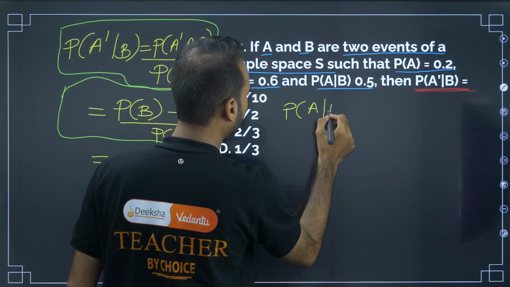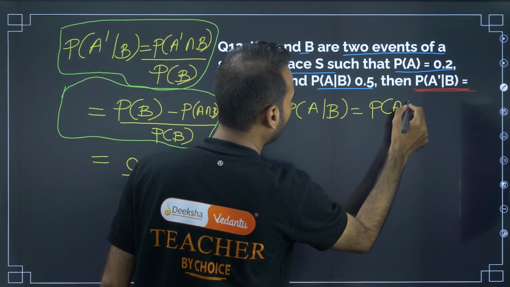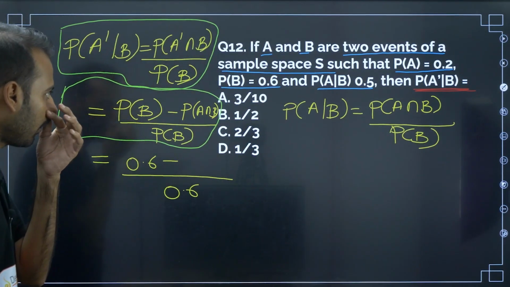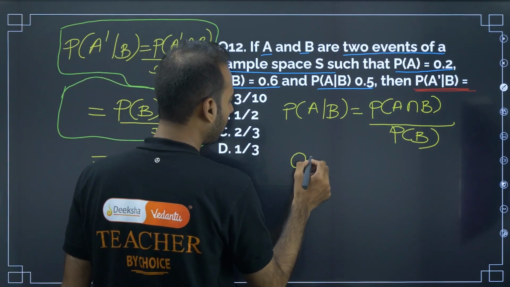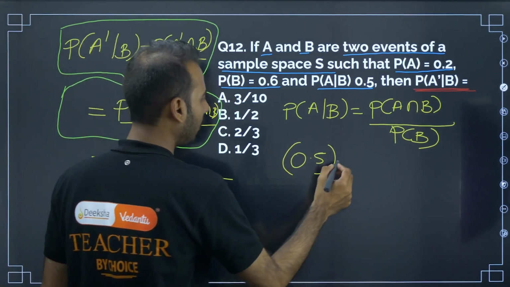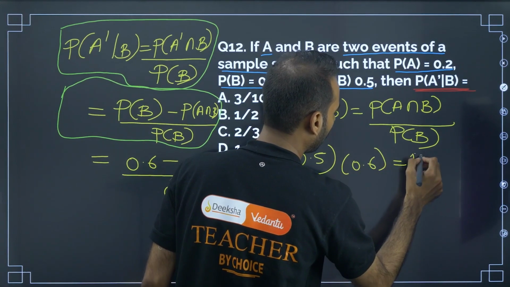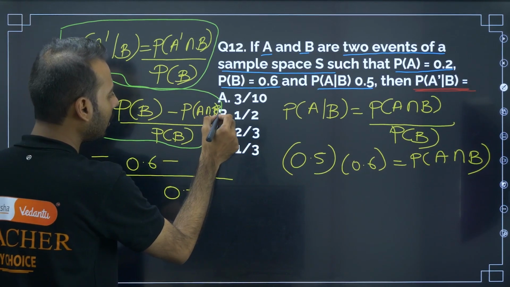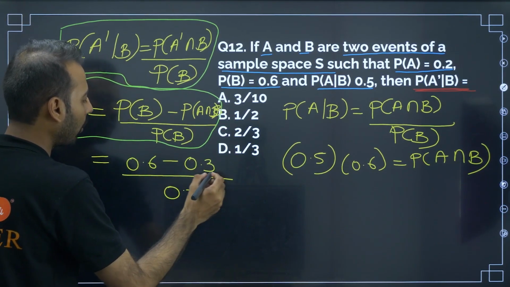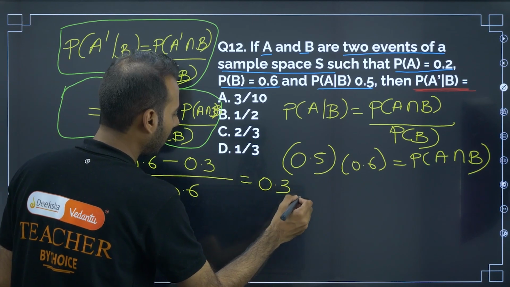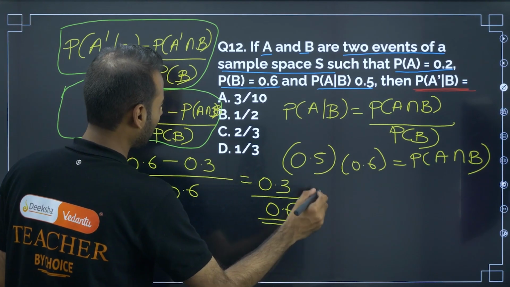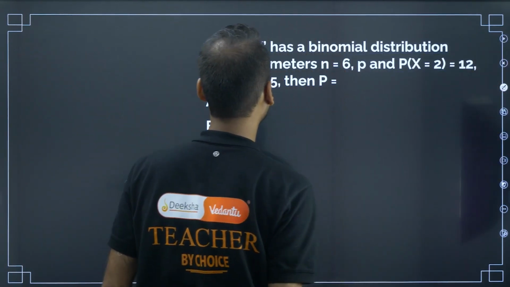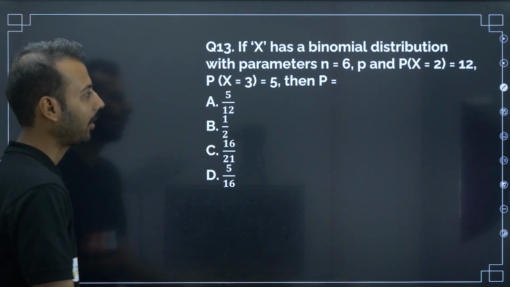Probability of A given B is equal to probability of A intersection B divided by probability of B. Probability of A given B is 0.5, probability of B is 0.6, which equals probability of A intersection B. So probability of A intersection B is 0.3. So 0.6 minus 0.3 divided by 0.6 is equal to 1 by 2. So the answer for this is 1 by 2. Moving on to the next question. If x has a binomial distribution with parameters.